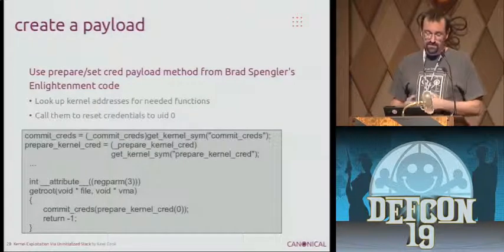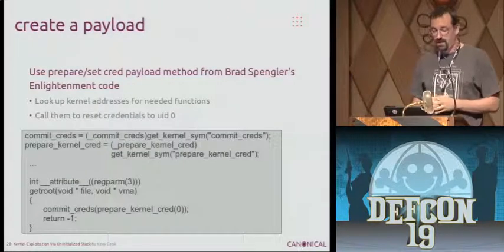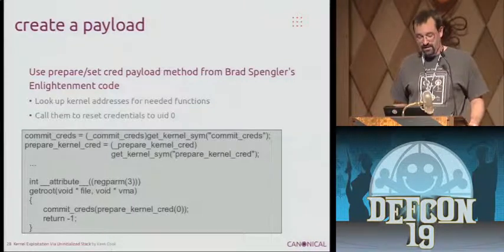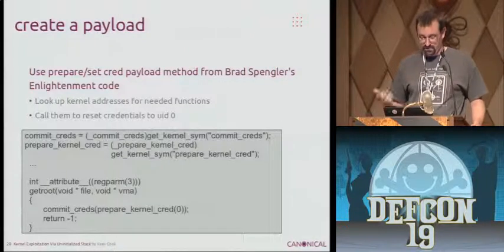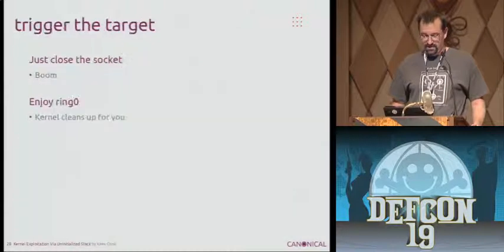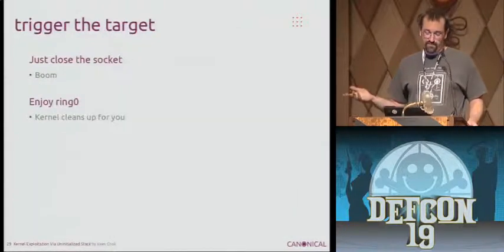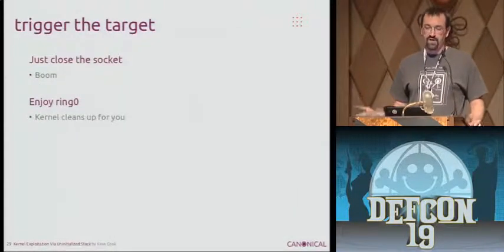So then we're going to create a payload that we want the kernel to run. This is based on Brad Spengler's Enlightenment code, where you basically just create new credentials as root and commit them to the local process. So you're just setting your UID to 0. This is the entire function that the kernel needs to run to give you root as that process. And finally, after you perform the overwrite, you just close the socket and it'll call that function for you, and everything's nice. The kernel cleans up for you.